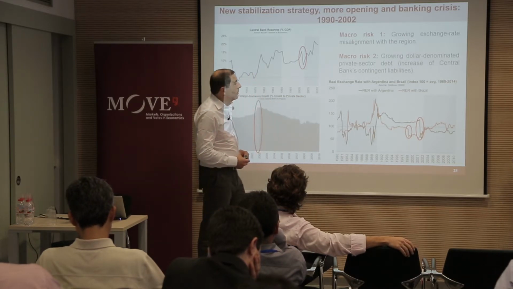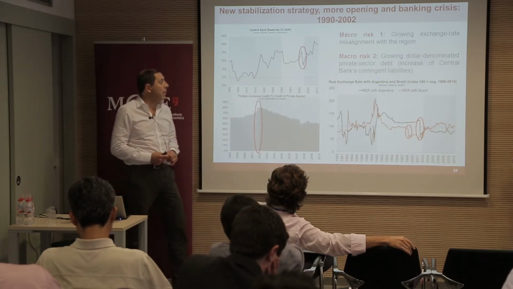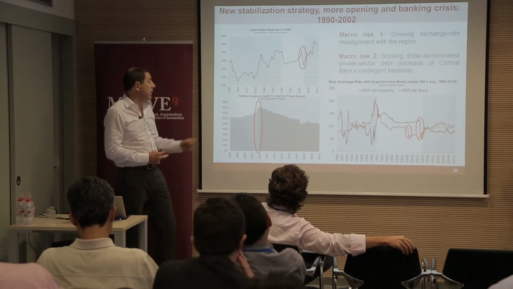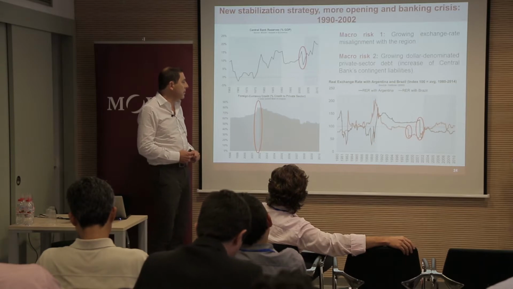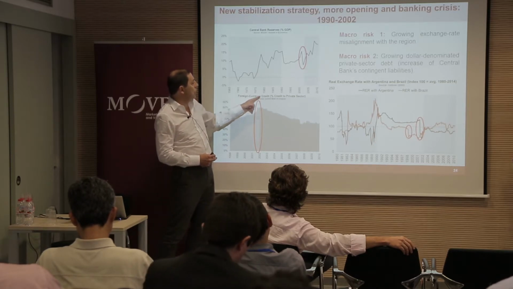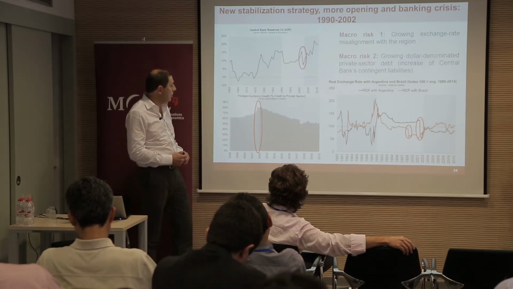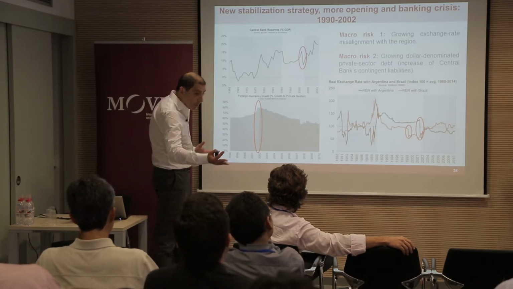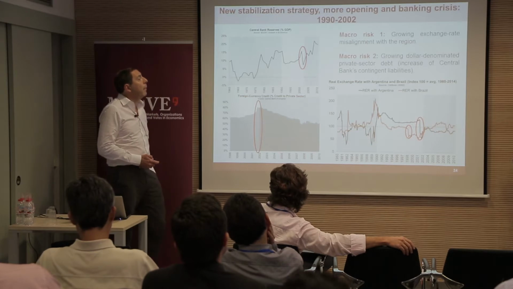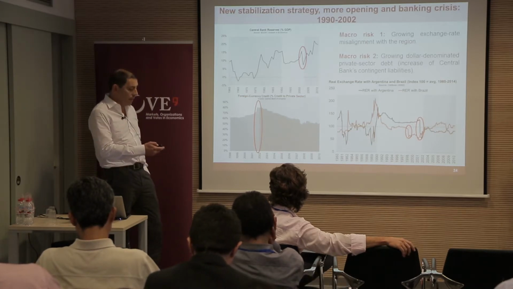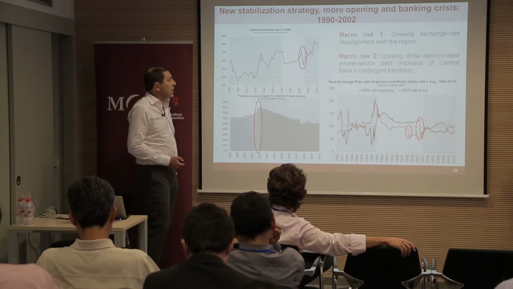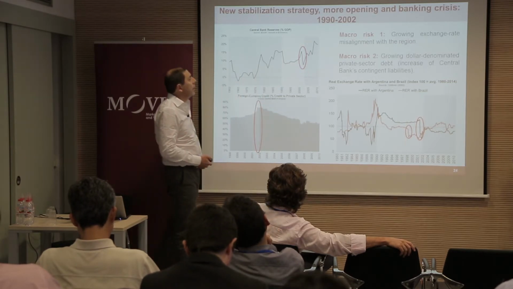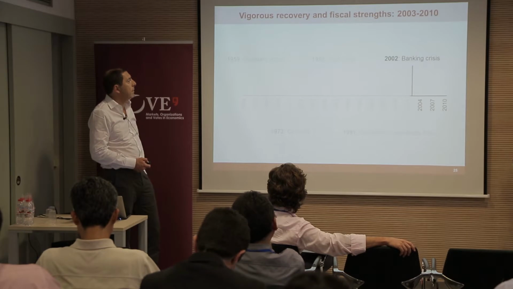And also, during the 90s, the private sector increased credit; the total credit in dollars from the banking system compared to the total sector increased a lot. That introduced a risk for the central bank, because of maybe contingent liabilities if the exchange rate changed. And this is part of the explanation of the banking crisis in 2002.